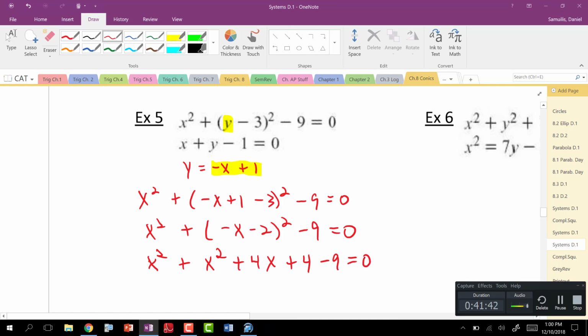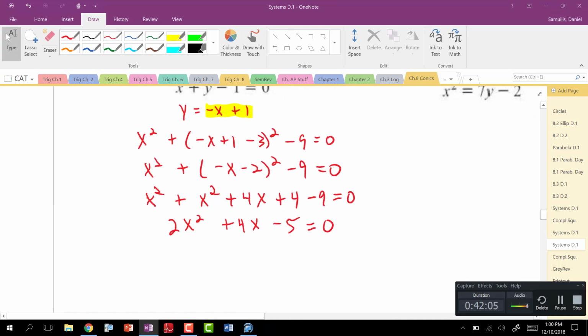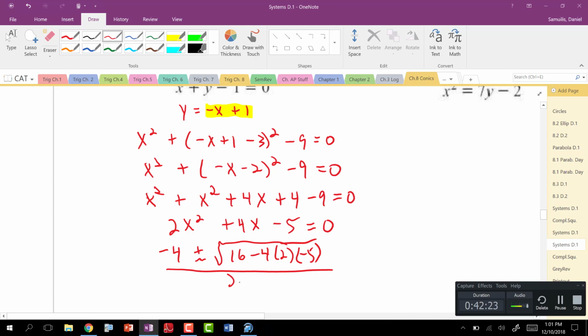By the way, why did it all become positive? What's a negative squared? That's why all the terms ended up being positive, because you always had a negative times a negative. Okay, but then, oh, you're going to hate this: 2x squared plus 4x minus 5, which is not factorable. If it's not factorable, you have to go to the what? The opposite of b, plus or minus the square root of b squared minus 4ac, all over 2a.